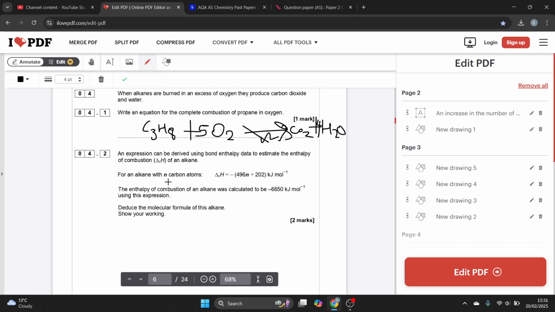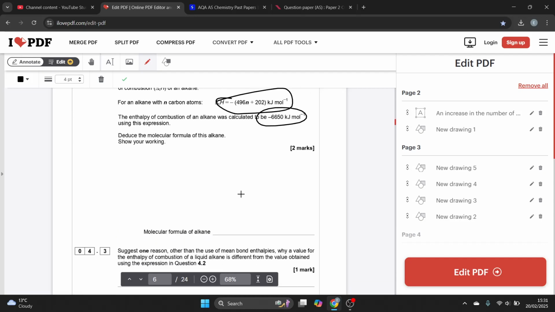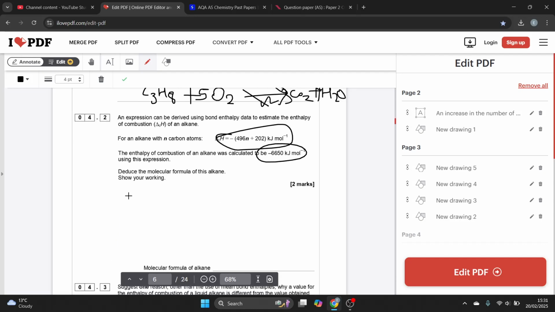Introduce the molecular formula of this alkane, and I know it's an alkane with n carbons. Enthalpy of combustion is equal to that. So I can say, well, the negatives cancel, I divide by negative, so I can just say 496 n plus 202 constant equals 6650. Therefore, if I do 6650 minus 202 and then divide by 496, I get n equals 13.